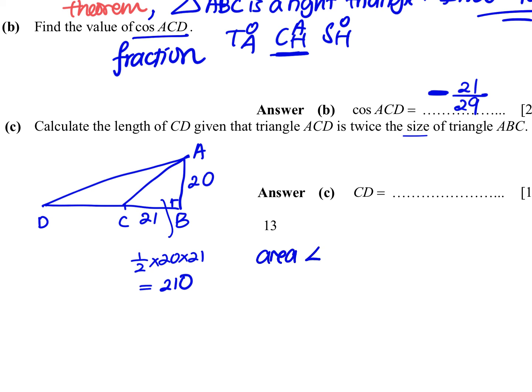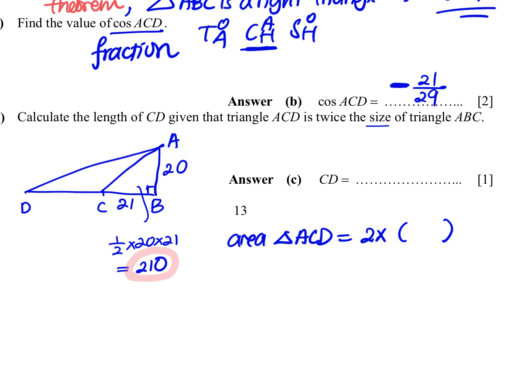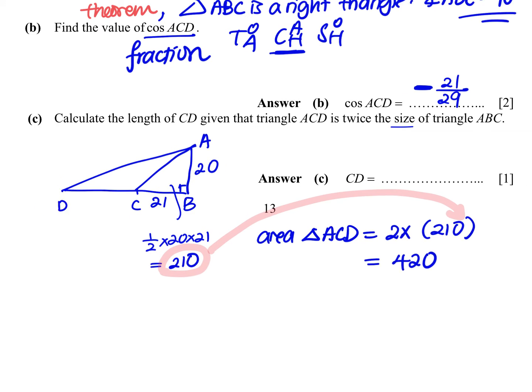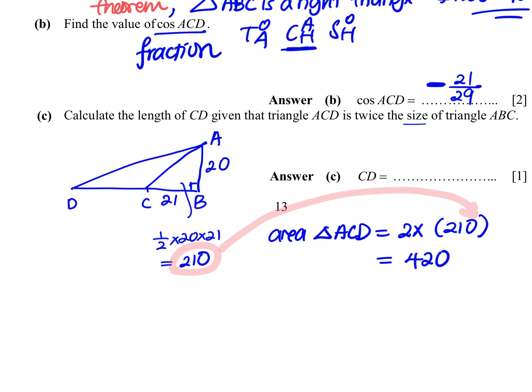Area of triangle ACD is 2 times the area of triangle ABC. Have I found the area of triangle ABC? You think you're writing down the words, you're not looking at the screen. So this one I'm going to plug inside. This is 210, so 420. How do I find the area of triangle ACD?